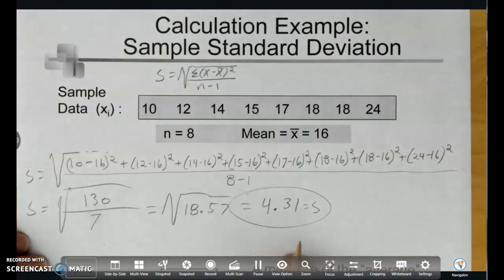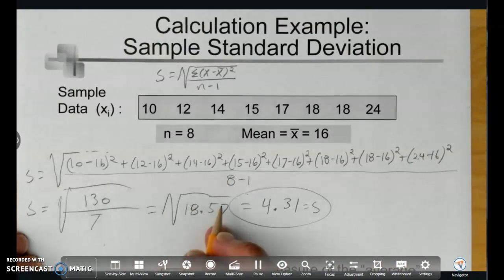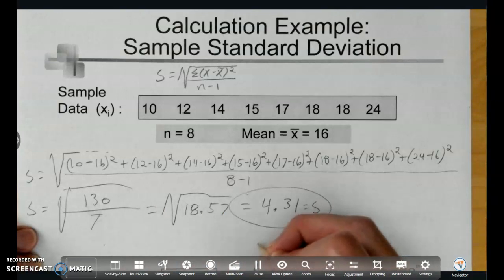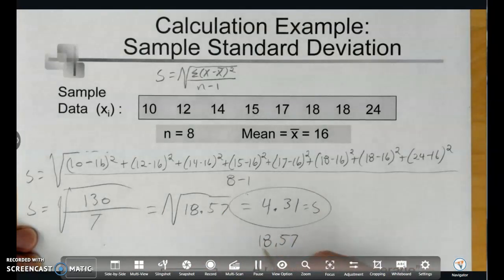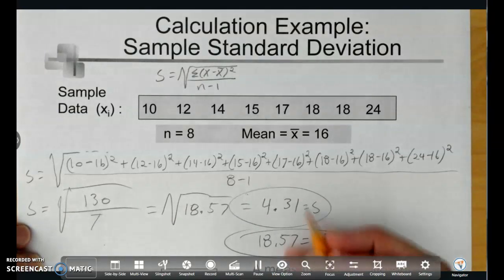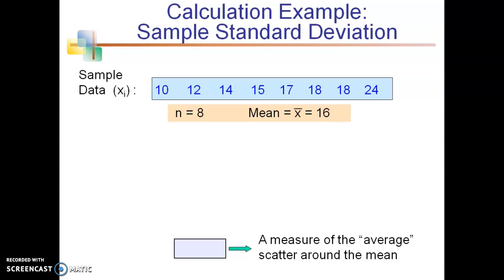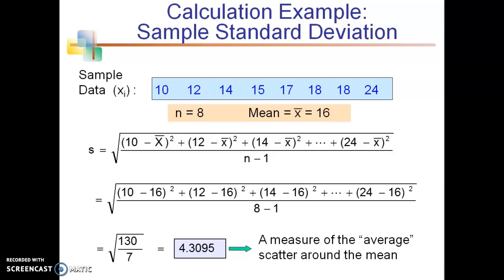Okay. Of course, if you wanted the variance, then you would not have taken the square root, and you would have 18.57, which would be your sample variance. So you could calculate either one of those. Of course, a cleaned up version is available in the slides for you to compare your answer to. But I wanted to work through it step by step so you can follow.